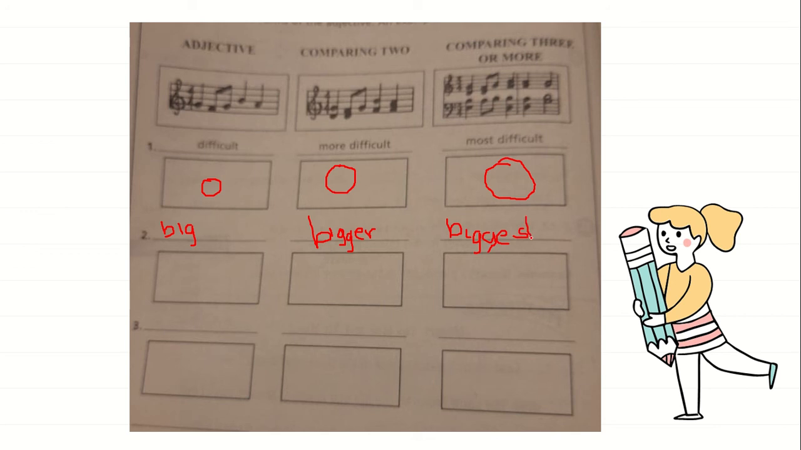Biggest, okay? So you can write any two adjectives you want, like beautiful, more beautiful, most beautiful, like small, smaller, smallest, and green, greener, greenest, whatever you like. You have to draw and write the adjectives, okay?